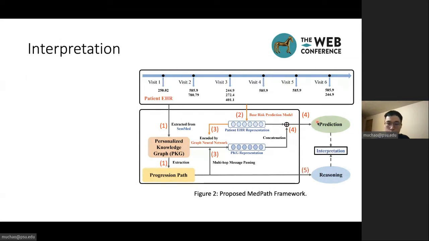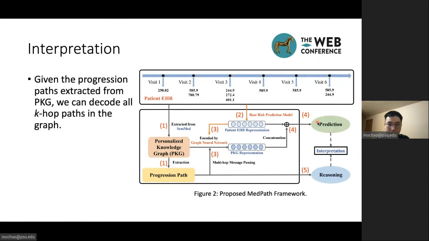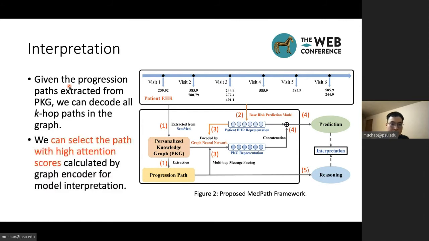And in the second pathway, we do the explicit reasoning by using the progression path we learned just now. Given the progression path abstracted from the PKG, we can decode all the K-hop paths in the graphs, where K is the number of nodes in the paths. And we can select the path with the highest attention scores as the progression path that helps us make the model prediction. And these paths can be used as the model interpretation.